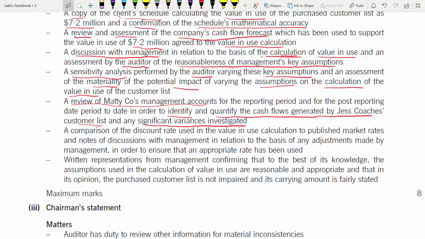Discount rate, don't forget the discount rate. In value in use, because it's a focus of cash flow, we have to use a discount rate. So the comparison of the discount rate used in the value in use calculation to published market rates, you're comparing whether it's too low or too high.